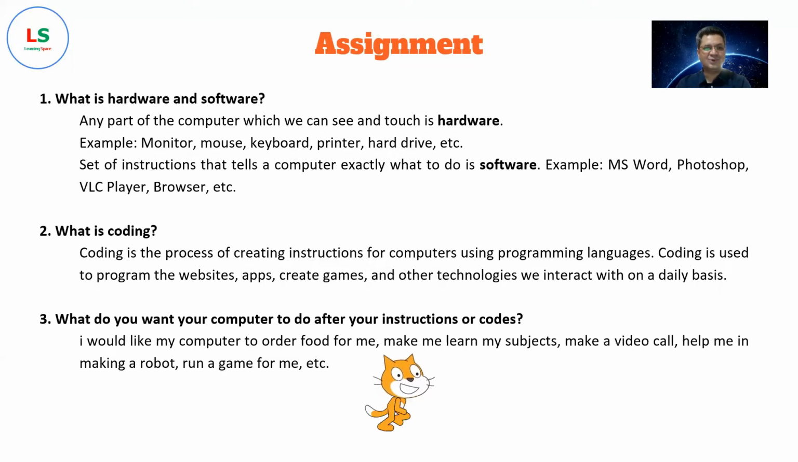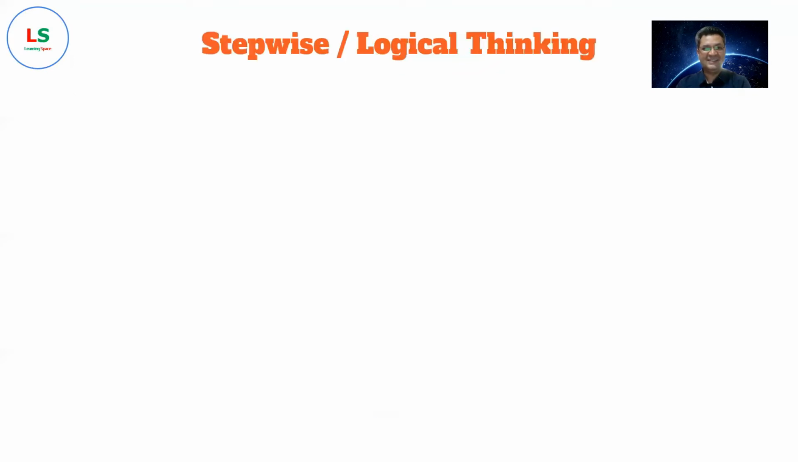And the third question was, what do you want your computer to do after your instructions or codes? So for me, I would like my computer to order food for me, make me learn my subjects, make a video call, help me make a robot, run a game for me, etc. Hope this answers the three questions. So, time to go forward.